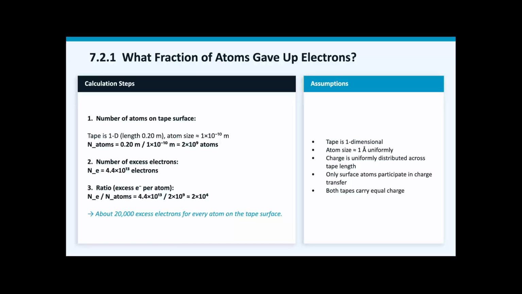In section 7.2.1, we asked what fraction of surface atoms contributed to electrons. Since the tape is essentially one-dimensional, we estimate the number of surface atoms as the tape length divided by the atom length scale. 0.2 meters divided by 10 to the negative 10th meters equals 2 times 10 to the ninth atoms. Our ratio of excess electrons to atoms is 4.4 times 10 to the 13th divided by 2 times 10 to the ninth, which is approximately 2 times 10 to the 4th, meaning roughly 20,000 excess electrons per surface atom. This seems high, which reflects the rough nature of our approximations, treating the tape as purely one-dimensional when it is in fact 3D.